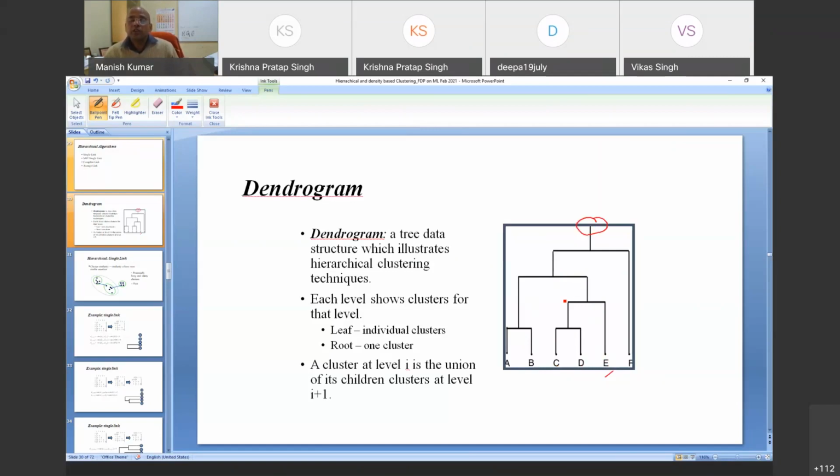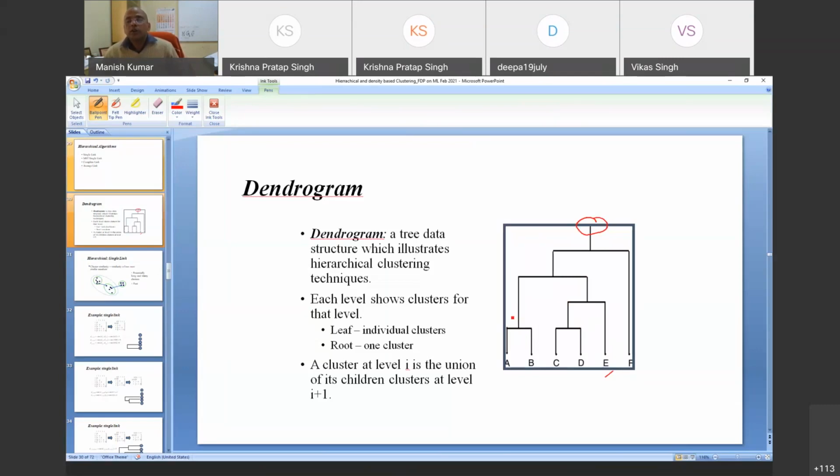So hierarchical clustering results in a dendrogram, and from the dendrogram it is very easy to depict the number of clusters. Suppose, if you are a data analyst, depending upon the domain holder's requirement, I can create a specified number of clusters.